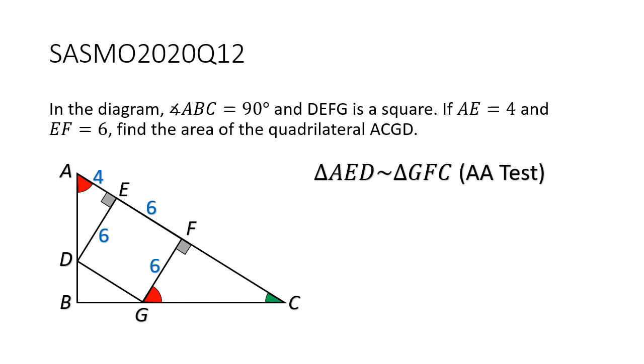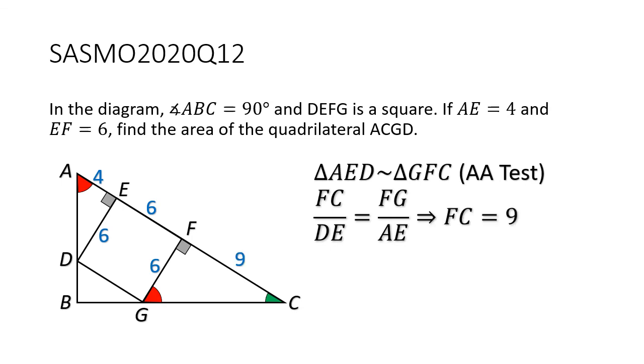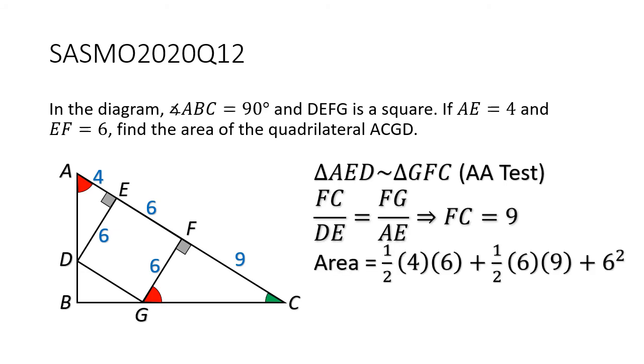So using the ratio of corresponding sides for similar triangles, we can see that FC over DE must be equal to FG over AE. And we know 3 of them, so we can find out the 4th one, which is FC. It would be 9 units. Next, we can just work out the area. So there'll be the sum of the areas of 2 triangles plus a square. And when we compute that, that will be 75 units.